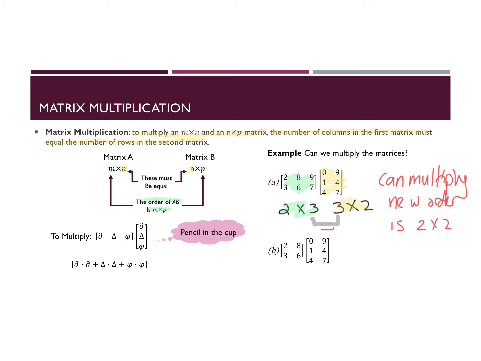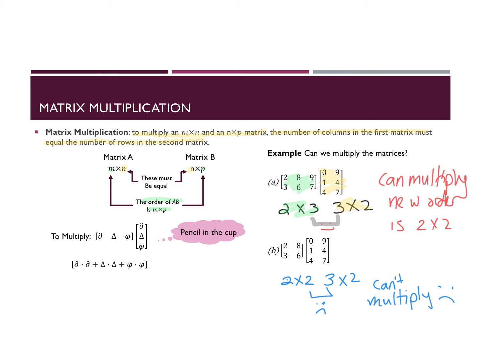And if we look at letter B, we know the matrix on the left has 2 rows, 2 columns, and the one on the right is a 3 by 2. Now, because these inner numbers do not match, we cannot multiply. So that is the first thing that you will have to check.